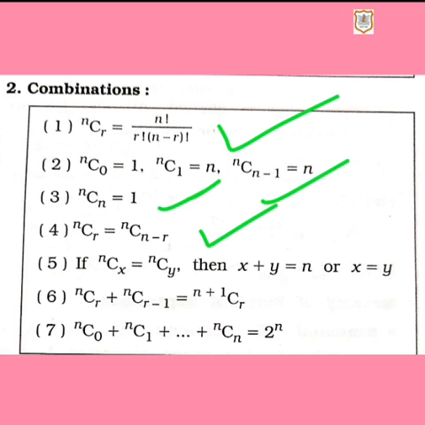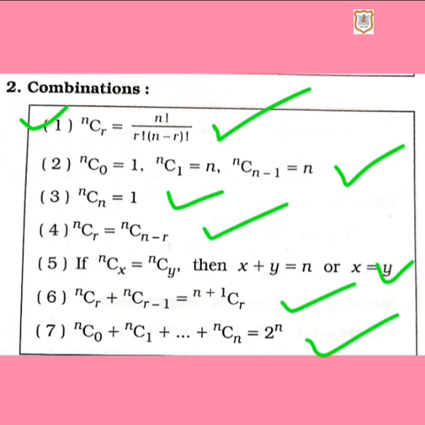Seventh, nC0 plus nC1 plus up to nCn is equal to 2 raised to n. Now, you must be wondering how these results came. So, we'll be solving the sums and we'll be more clear with that. With each result, we'll have one sum in every video.